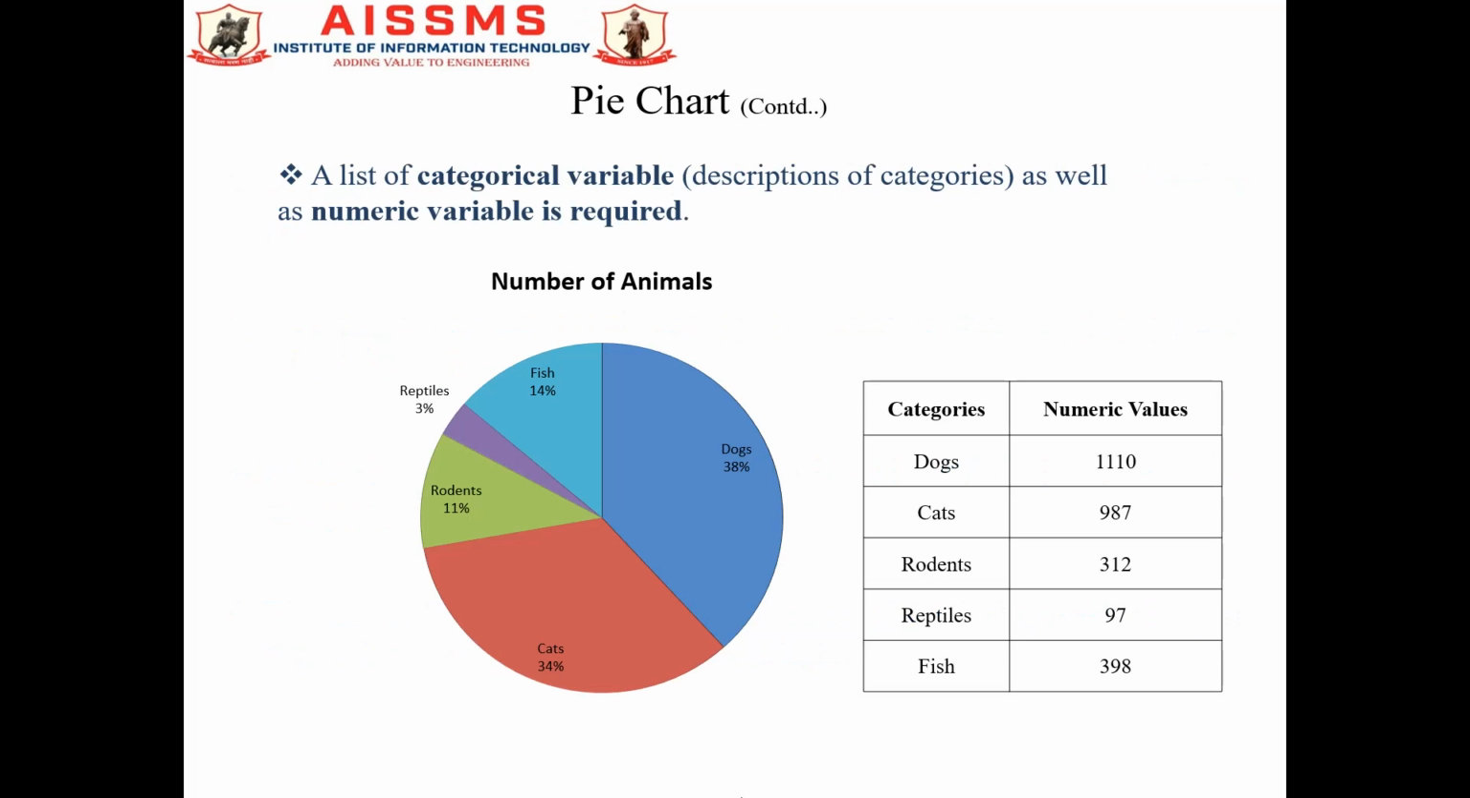This is a pie chart. A list of categorical variable as well as numeric variable is required here. This is the categories of the animals, and numeric values corresponding to each animal is given, and depending on that we can draw the bar graph.